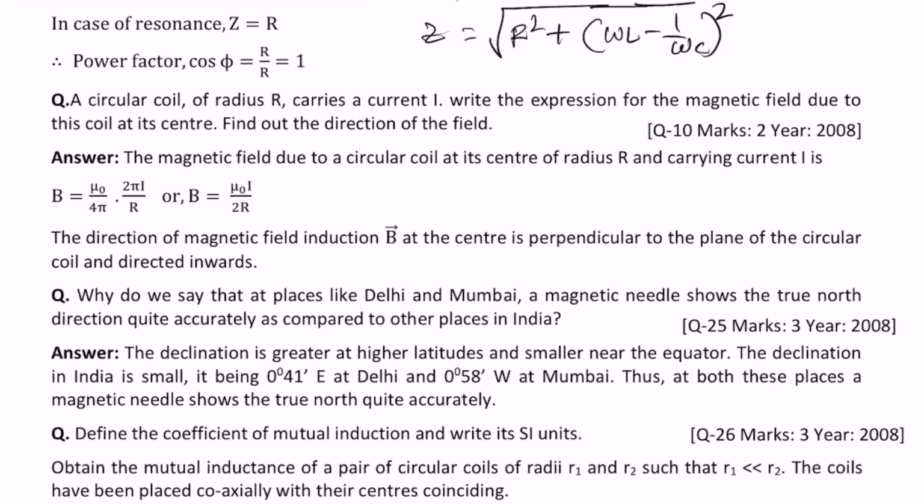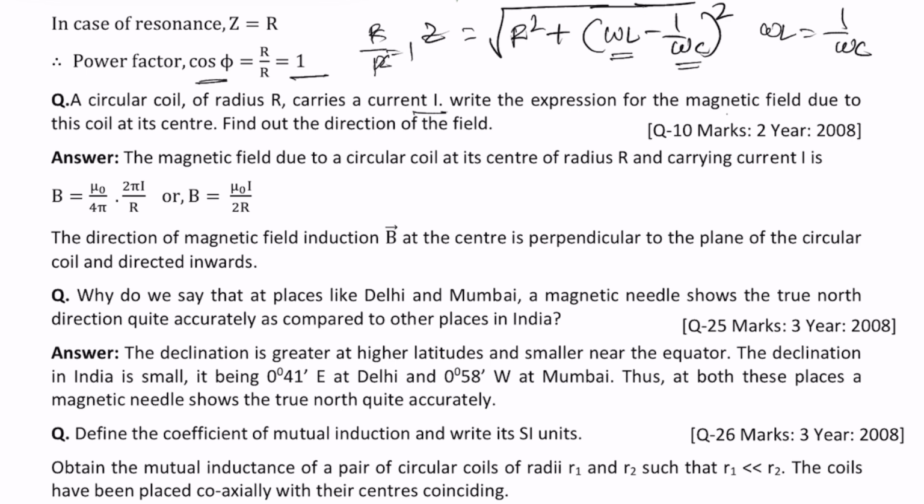But at resonance frequency, the reactance offered by the inductance and the capacitance cancel each other. So omega L is equal to 1 by omega C, correct? So these two cancel, so Z is equal to only R, okay? And at the time of resonance, the power factor is equal to R by Z, Z is R, so it is 1, correct?